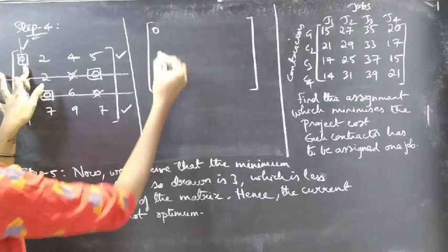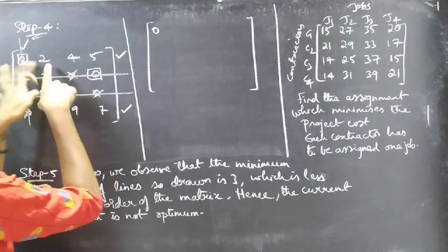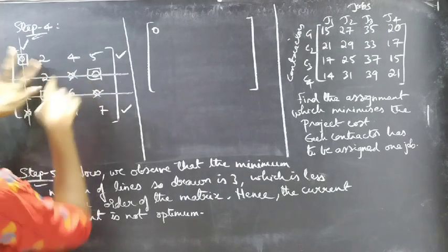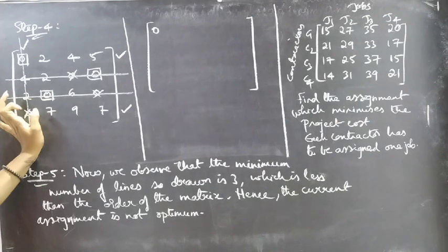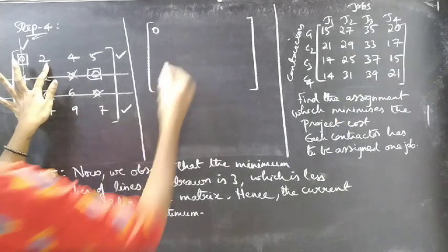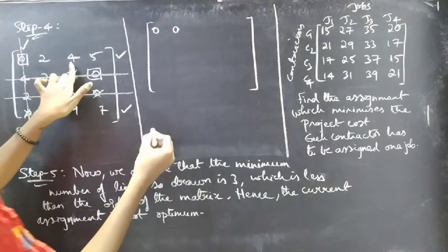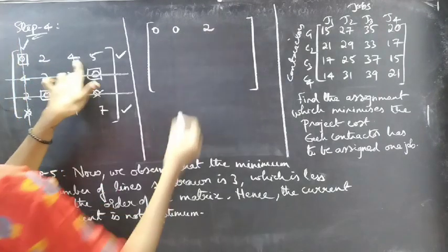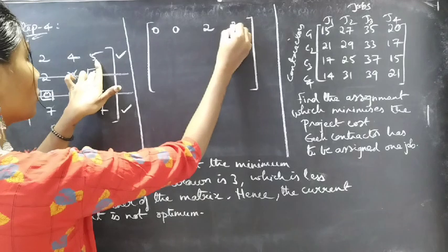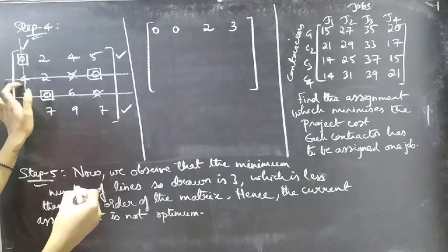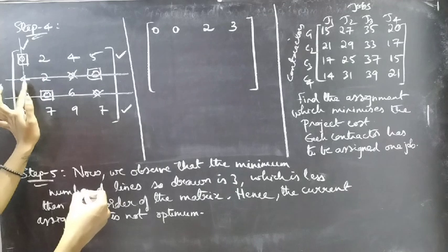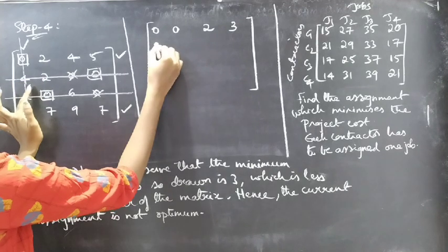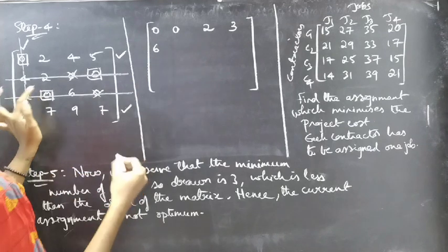Zero will be as it is, 0, 2. We have to subtract 2 from all the elements which are uncovered by these lines. So 2 minus 2 is 0, 4 minus 2 is 2, 5 minus 2 is 3. It is in intersection, right? So we have to add this 2 to this 4. So 2 plus 4 is 6.